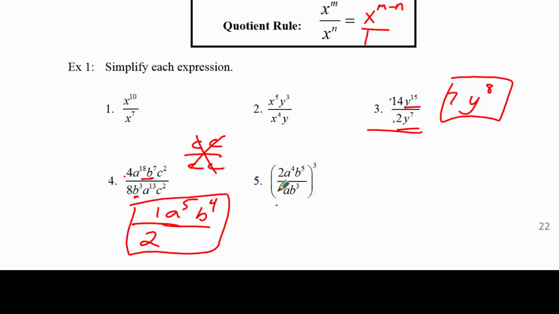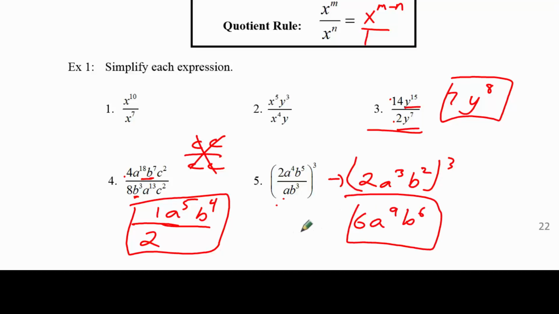Now, this one's just like the warm-up one that I did before. Let's simplify these down first before we just start distributing the 3 in there. So 2 doesn't do anything if there's no other numbers. You have 4 a's on the top, 1 a on the bottom. 4 minus 1 is 3. For our b's, we got 5 and 3. 5 minus 3 is 2. And then we have to raise this to our third power. Distribute them all out. 6, a to the 9th, b to the 6th. And we are wrong. What was wrong?